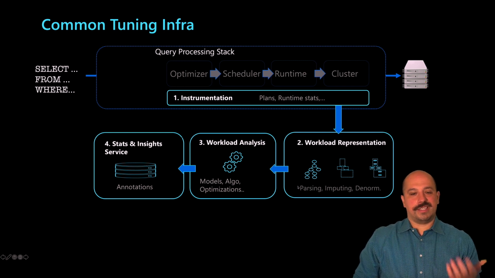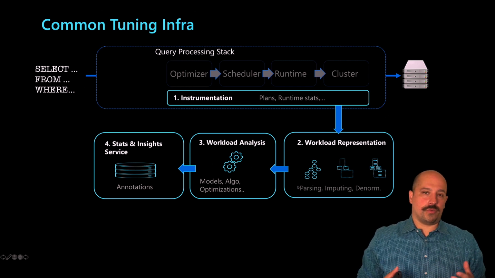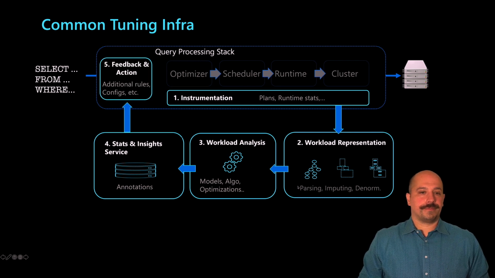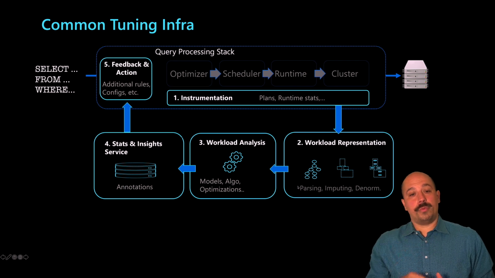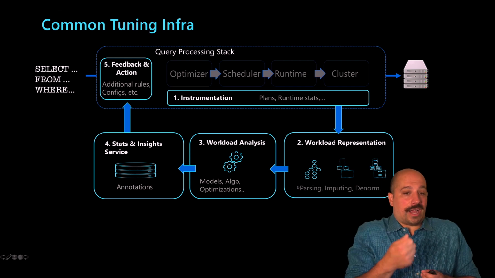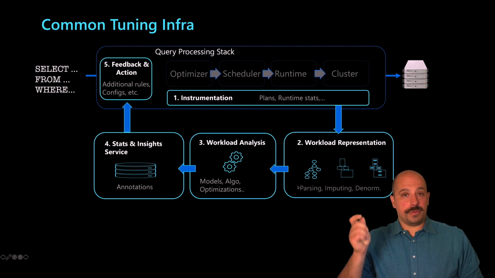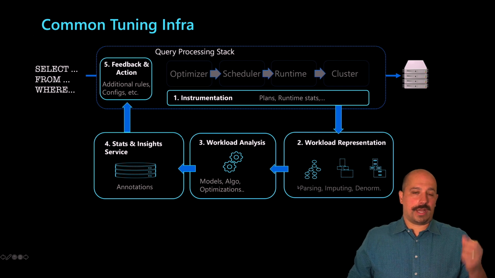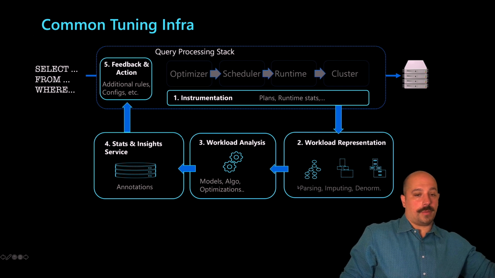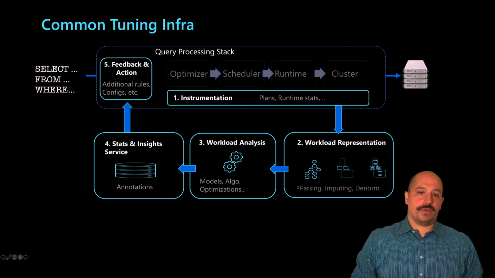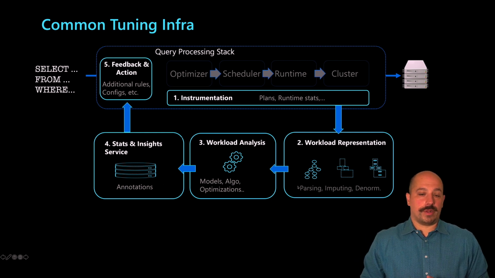So this is the stats and insight service, which has the role of collecting, gathering, and serving models. And finally, we want to close the loop by feedback and actions. So we might have to modify the optimizer to be able to take into account these cardinality estimations that come from the model that are stored in the stats insight service, or modify the behavior of a cluster or the runtime.